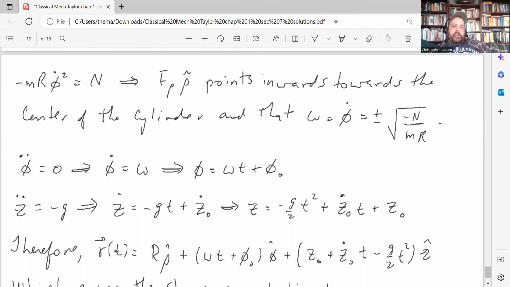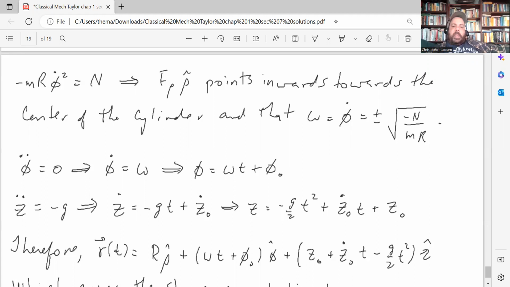Right. So from the first equation, negative m r phi dot squared equals n. That implies that F rho hat points inwards towards the center of the cylinder. That should be hopefully clear because again, the motion is circular, right? So the acceleration is towards the center. So it's accelerated towards the center.